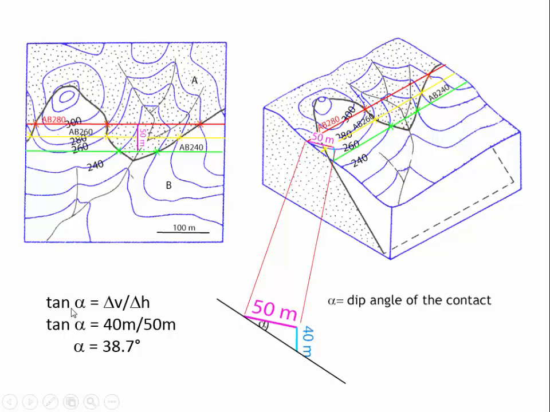The tangent of alpha would be the difference in vertical altitude over the difference in horizontal distance, or in this case here 40 meters over 50 meters. And with your calculator you will easily determine an angle alpha, in this case of close to 39 degrees. That is essentially what you are doing in the exercise today.